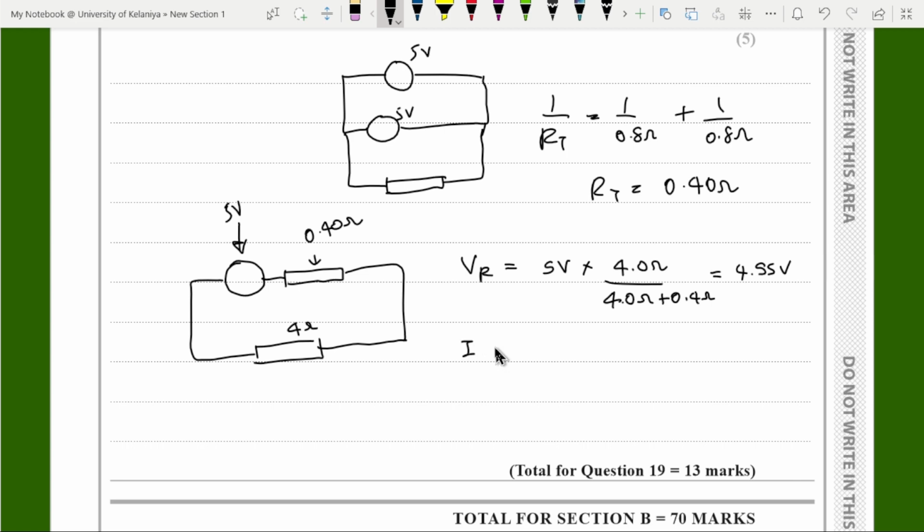By using the same principles, we can calculate the current. Current is equal to V over R. So here we have 5 over the total resistance, which is 4.0 ohms plus 0.4 ohms. If you simplify this, you will get 1.14 amperes. Now you know the V and you know the current, then you can calculate the power dissipated. It is equal to V times I. V is 4.55 volts and current is 1.14 amperes. So it is equal to 5.19 watts.